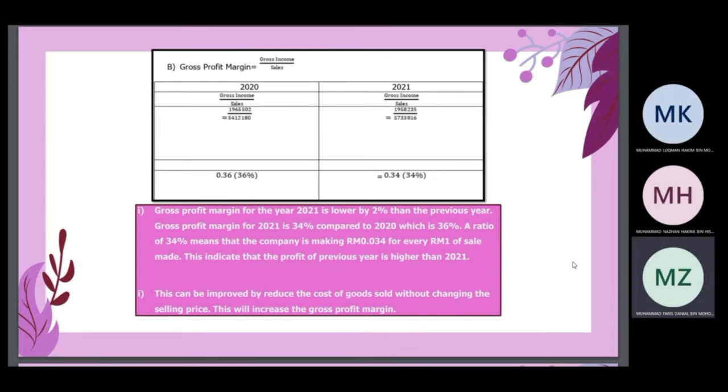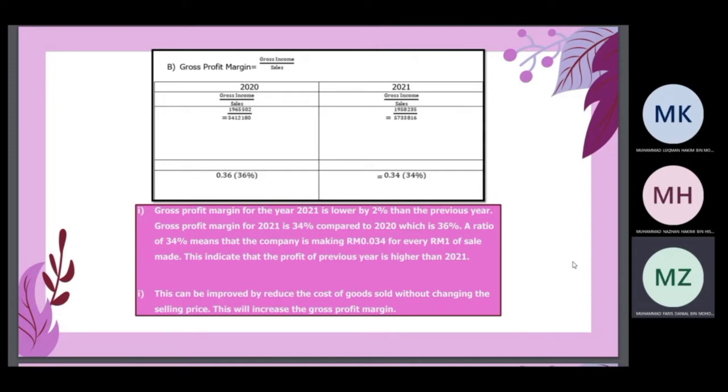For gross profit margin for 2020, we got 0.36 or 36%. And for 2021, we got 0.34 or 34%. Gross profit margin for the year 2021 is lower by 2% than the previous year. Gross profit margin for 2021 is 34% compared to 2020, which is 36%.